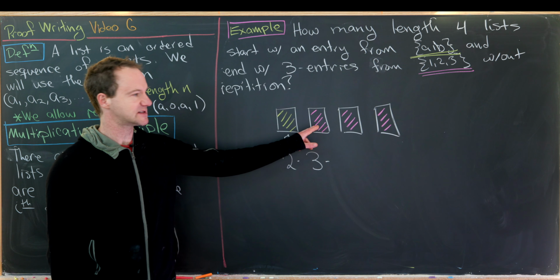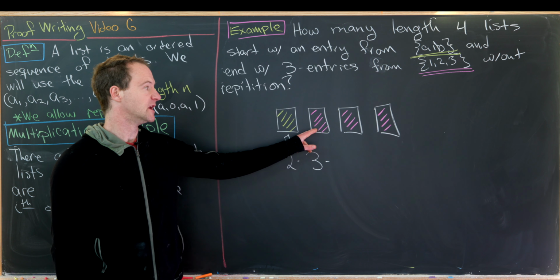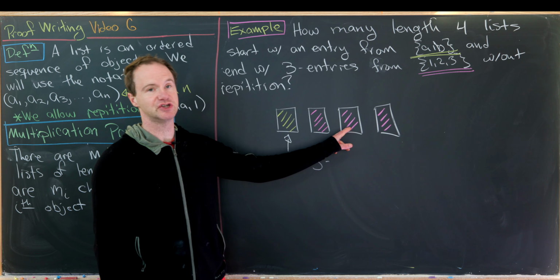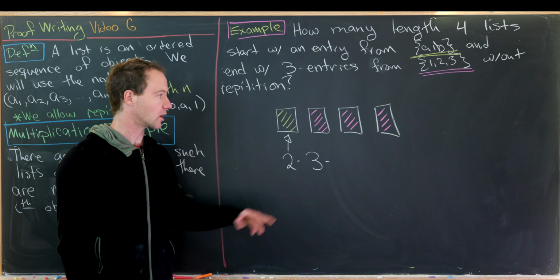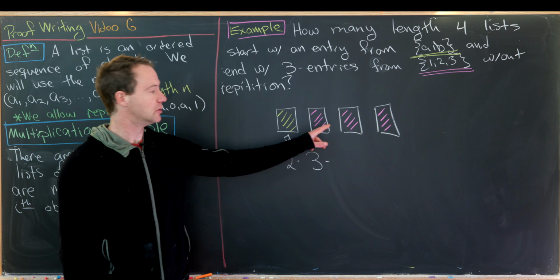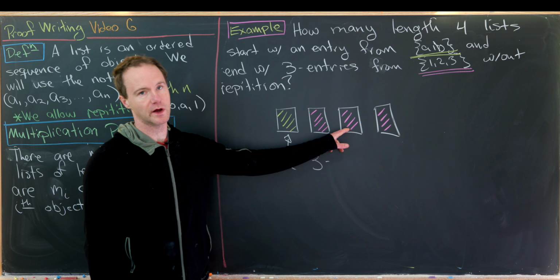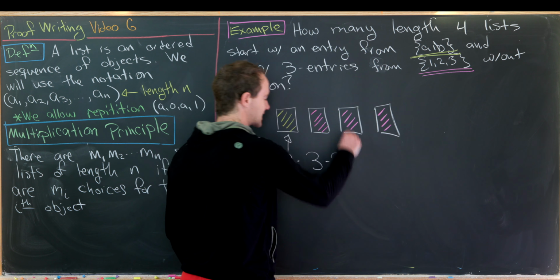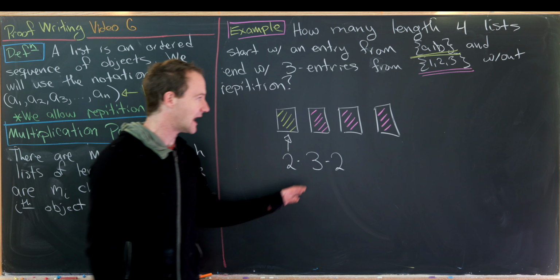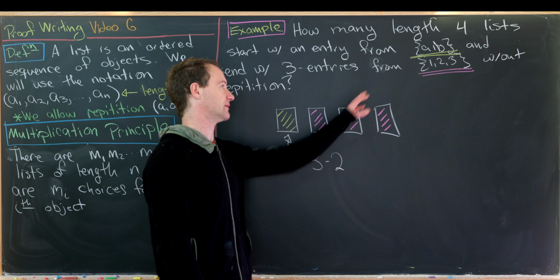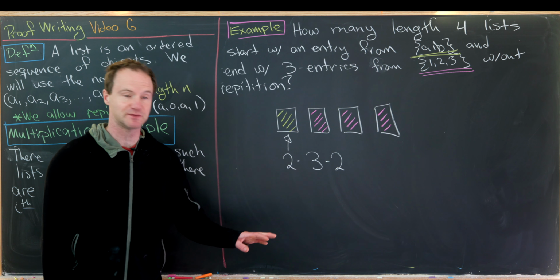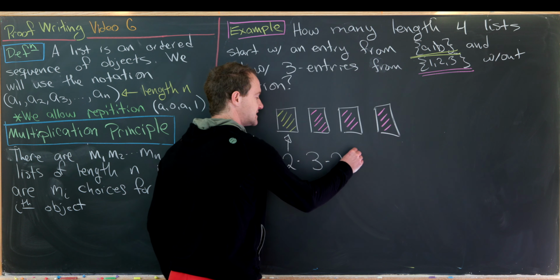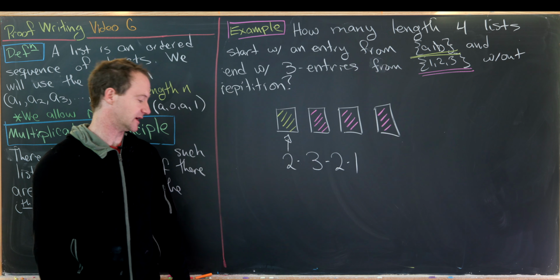So for instance, let's say we chose the number 1. Then here we're only allowed to choose 2 or 3. Or if we've chosen here the number 2, we're only allowed to choose the number 1 or 3. So as you can see, we have less choices here. We have exactly 2 choices. But now we've chosen 2 elements from the set 1, 2, 3, which means we're only left with a single choice for this last bit.